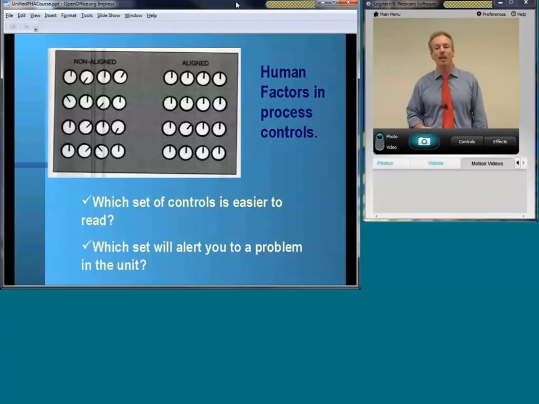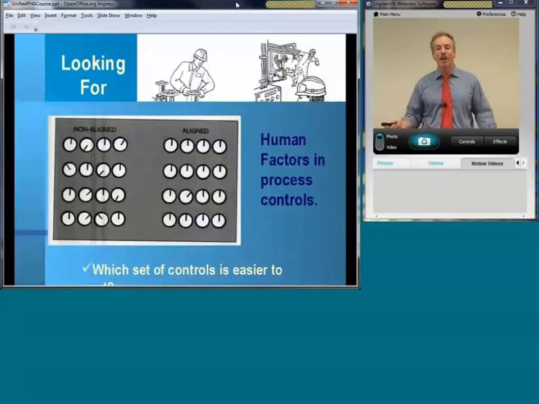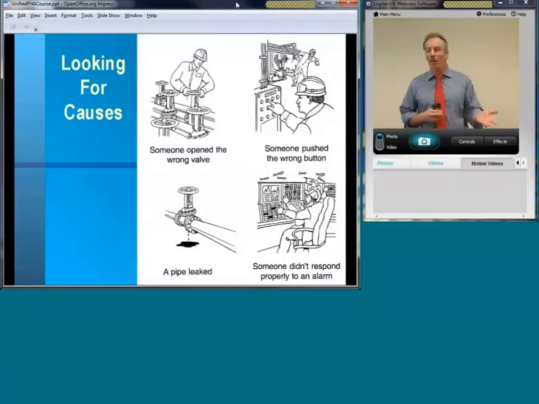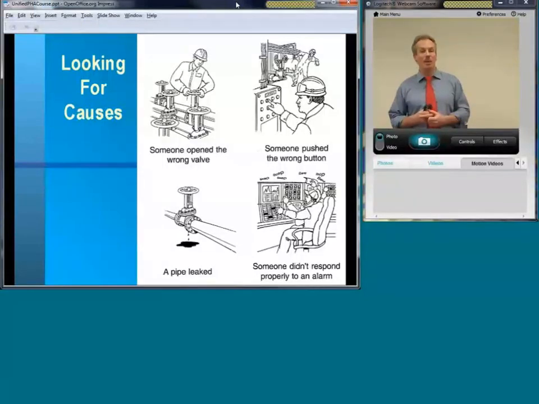Looking for causal events, again, in some of these diagrams, you've got confusion with respect to valves, confusion with respect to buttons. Maybe the buttons aren't labeled, maybe they've been worn off. And also, you'll want to be looking at incident reports. What kind of things have happened, especially if near misses have occurred that have led towards an accident but never quite got there because somebody caught it in time.